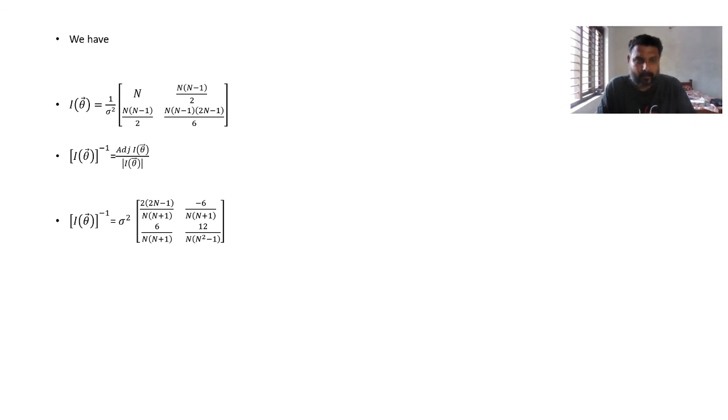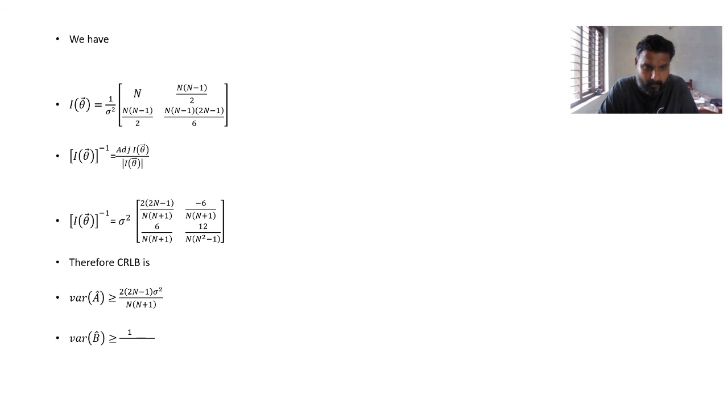Now we have to take the variance of A as well as B. Anyway, the CRLB Fisher information matrix we have calculated, that's I of theta inverse. So therefore the CRLB is: variance of A cap is nothing but 2 into 2n minus 1 into sigma square divided by n into n plus 1. And the next one is variance of B cap, which is 12 sigma square divided by n into n square minus 1.